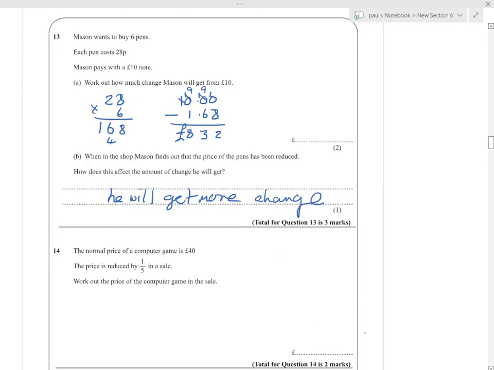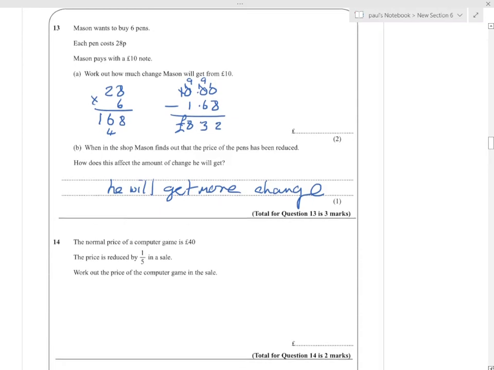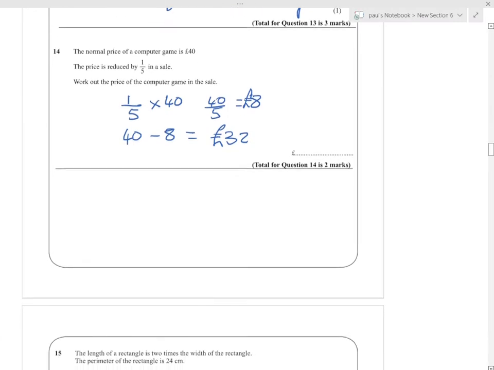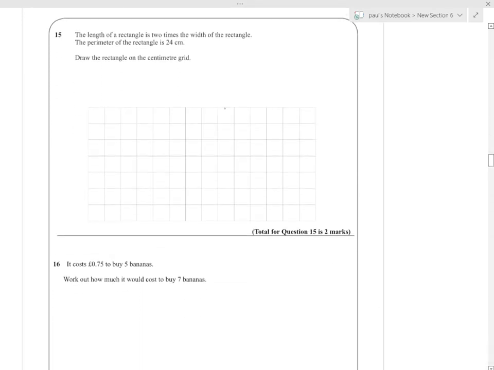The normal price of a computer game is £40. The price is reduced by 1/5 in the sale. Work out the sale price. Right. So we're going to do 1/5 times 40, which is 40 divided by 5, which is 8. So the reduction is £8. So if we do £40, take away the 8, we're left with £32. The next one up. The length of a rectangle is 2 times the width of the rectangle. The perimeter is 24.